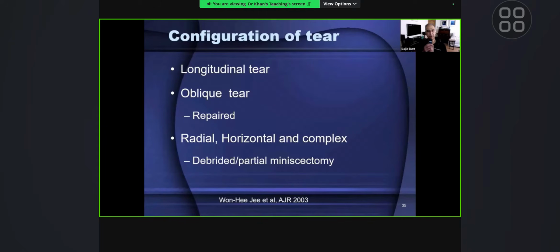The radial tear, the horizontal tear, and the complex shaped tears tend to get debridement or partial meniscectomies. The idea is to try and preserve as much meniscal tissue as you can, because there's no doubt that once patients lose their menisci, then their knee joints would have an early degree of degeneration.